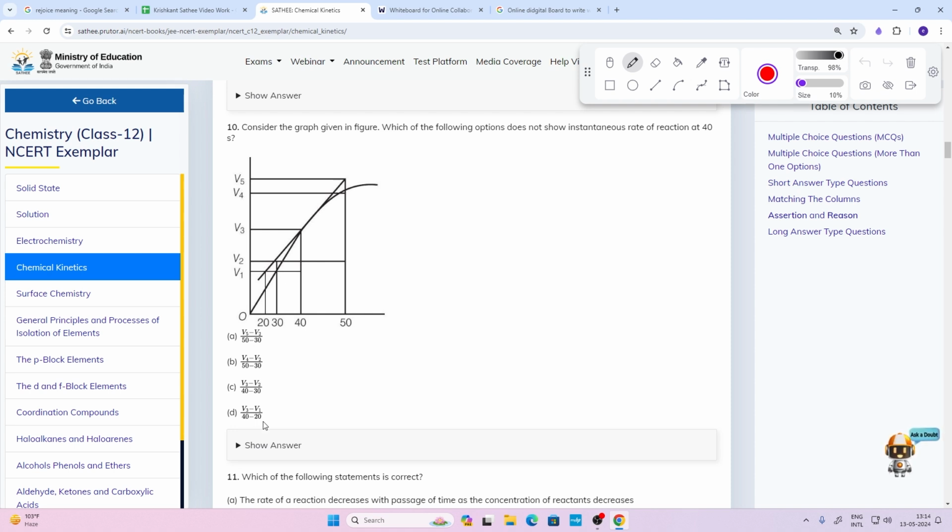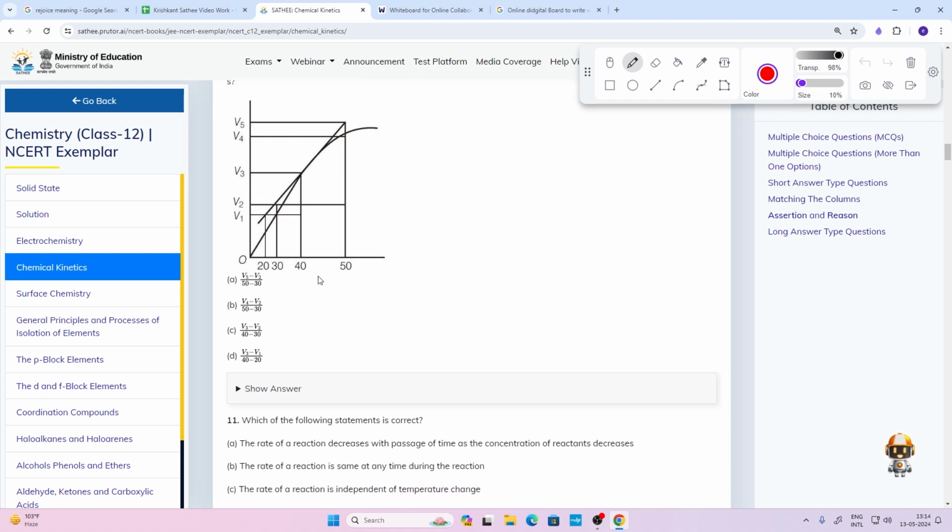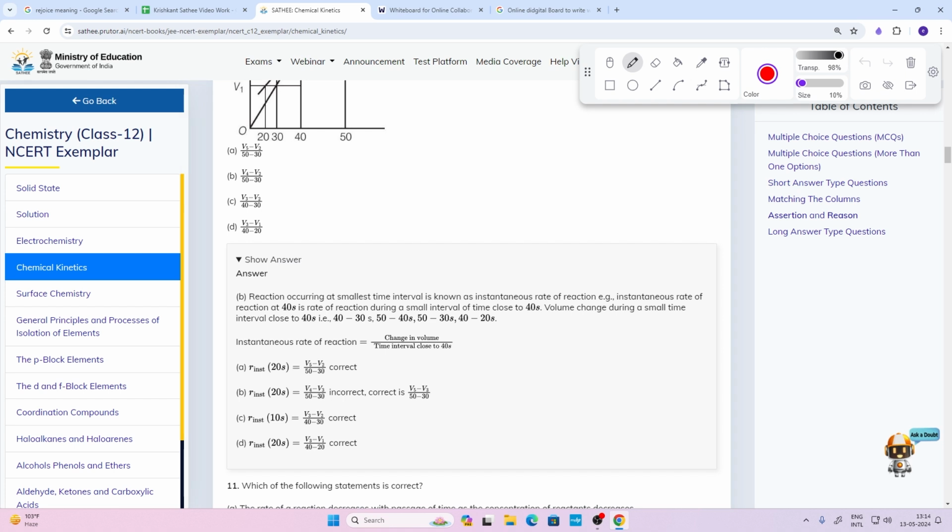So the correct option is the one which does not say the rate of reaction at 40 seconds. We are talking about 40 seconds. Each of these is giving a slope, which is not giving it. It is V5 minus V2. So this is also not correct. So the correct option would be this one. This is incorrect. B is incorrect.